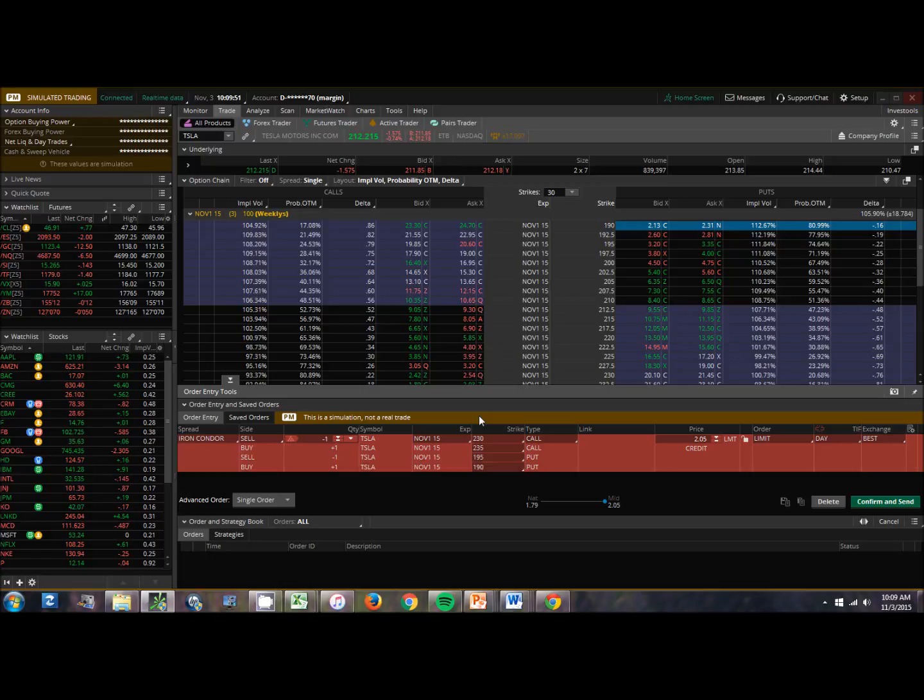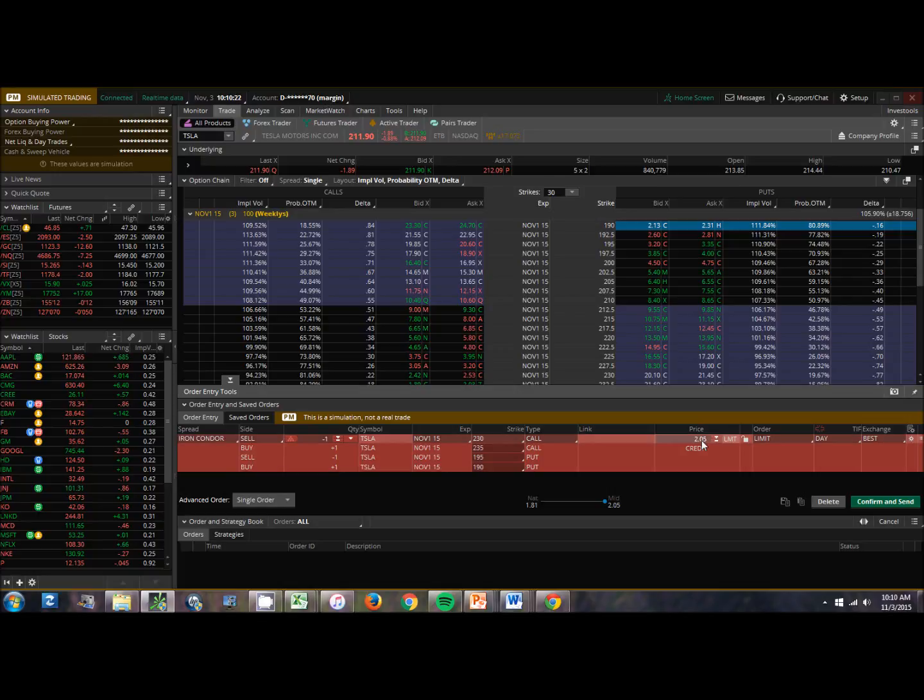So, alright, let's take a look at this. I'm looking at collecting a $2 credit, which is actually pretty good. Now, what is the most you can make out of an Iron Condor? Well, your best case scenario is Tesla stays inside of this expected move. Your best case scenario is Tesla stays between 195 and 230, which would essentially allow all of your options to expire out of the money, and you would keep this entire credit.